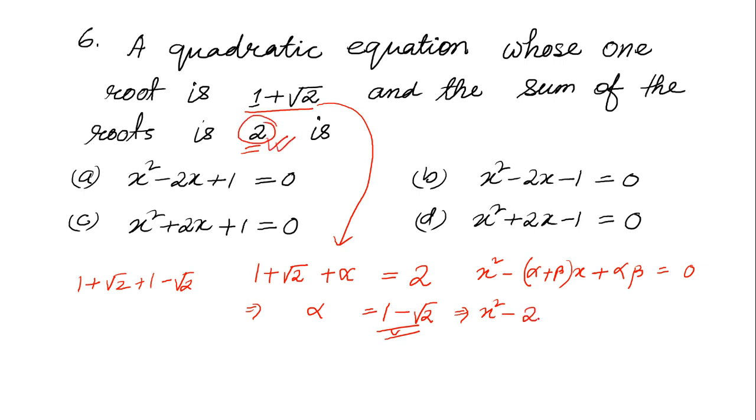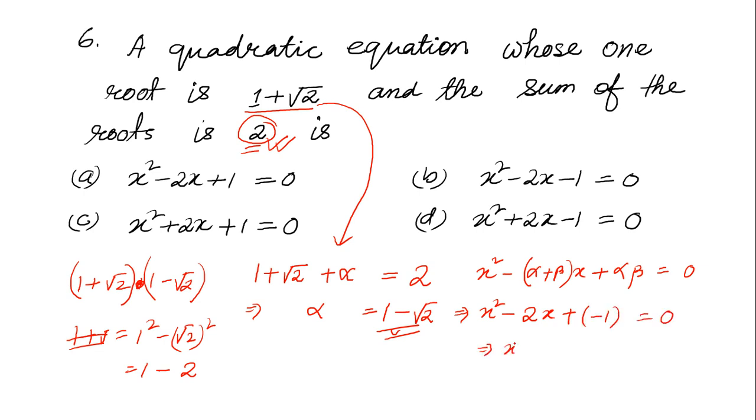So minus 2x plus alpha beta, what will it be? 1 plus root 2, multiply it with 1 minus root 2. Alpha into beta will be 1 square minus root 2 square. 1 minus root 2 square is 2, 1 minus 2 is minus 1, is equal to 0. Then x square minus 2x minus 1 is equal to 0. So x square minus 2x minus 1 is equal to 0 is given in option number B. So our option number B is the correct one.